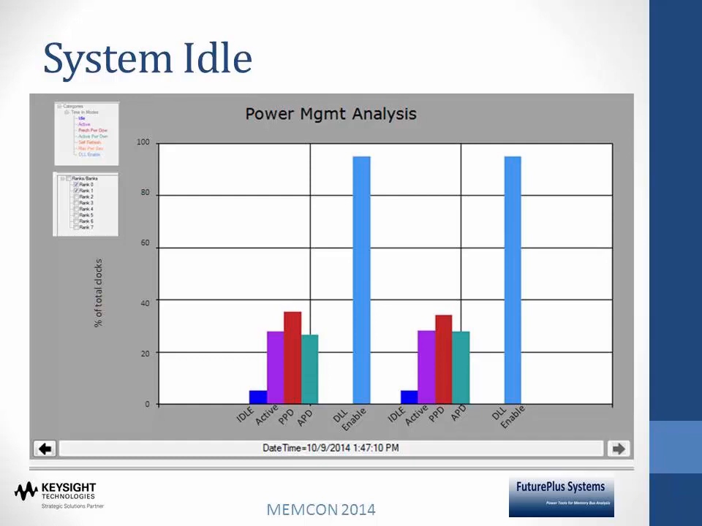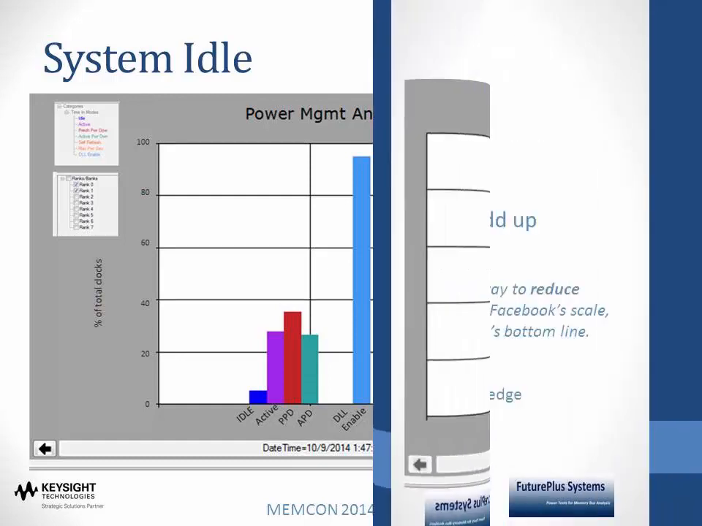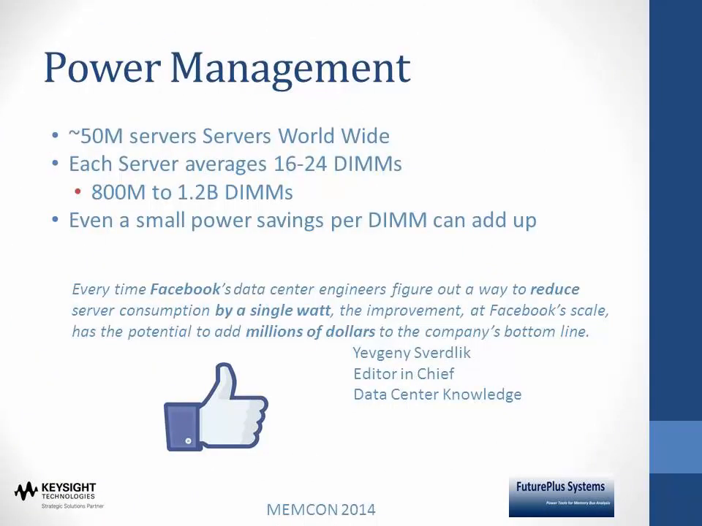DDR4 has an enhanced power savings protocol. You will want to make sure your system is using these modes. A conservative estimate is that there are approximately 50 million servers worldwide. With each server having 16 to 24 DIMMs, that equates into 800 million to 1.2 billion DIMMs in today's data centers. Even a small power savings can add up. Just ask Facebook. When their engineers save only a single watt per server, it adds millions of dollars to the company's bottom line, and shareholders certainly like that.